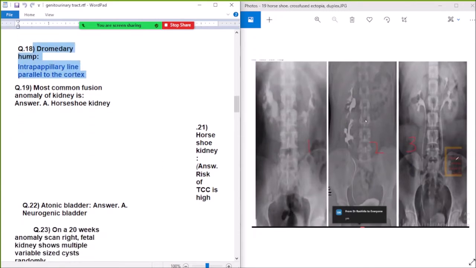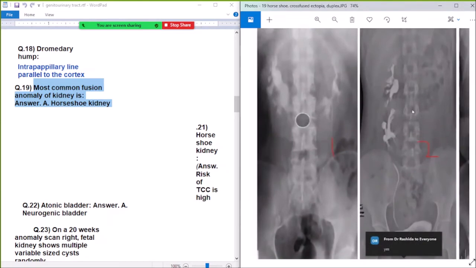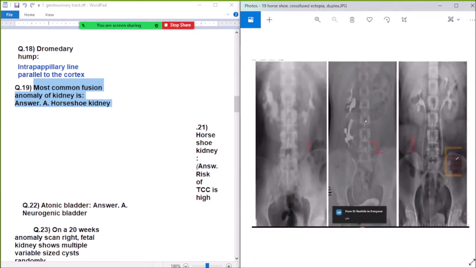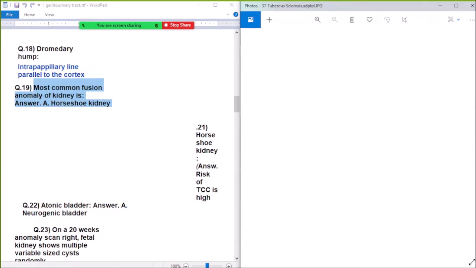Question number 19. Most common anomaly of the kidney is horseshoe kidney. Most common is horseshoe kidney. Then crossed fused ectopia, then duplex kidney, left-sided duplex kidney.